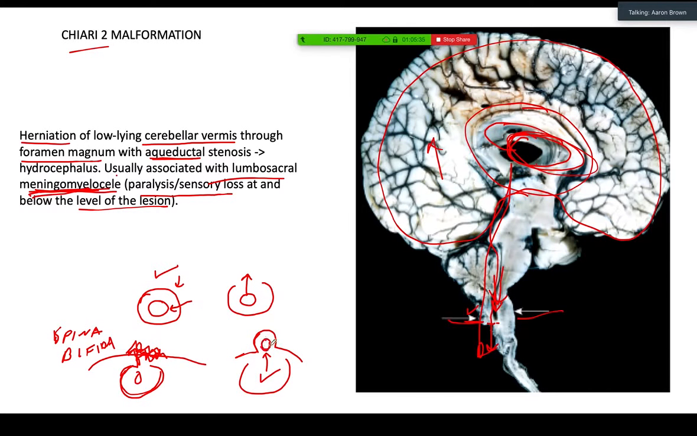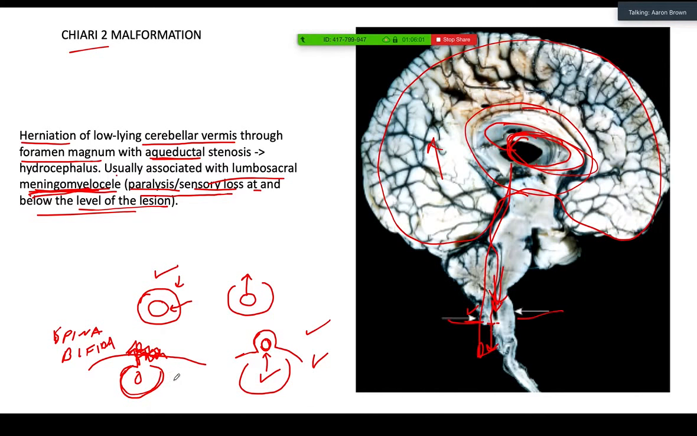Because all of these nerves are not protected by the spinal cord, a lot of times we're going to see paralysis, we're going to see sensory loss at and below the level of wherever that meningomyelocele is. Okay, and so this is just another one of the manifestations that we see in Chiari 2. We can see meningomyelocele on its own, but yes, that's the worst possible condition.